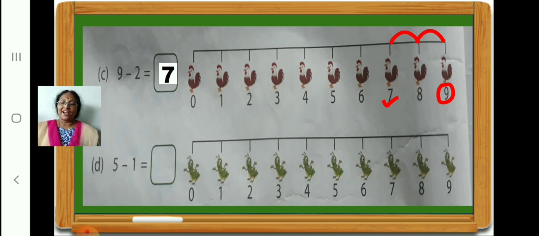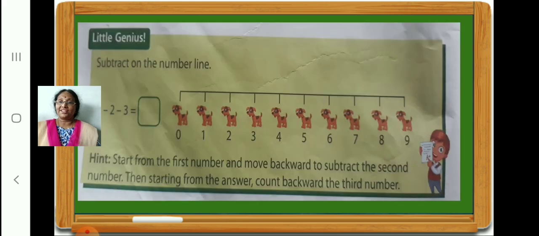That is 5 minus 1. So children, put a circle on number 5. Here, jump 1 times towards the left. 1. On what number did you reach? 4. Put a tick on number 4. Therefore children, 5 minus 1 is 4. Now let us move on to the next question.